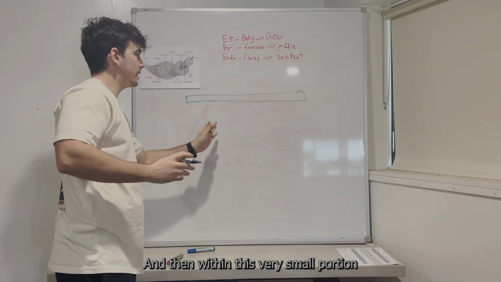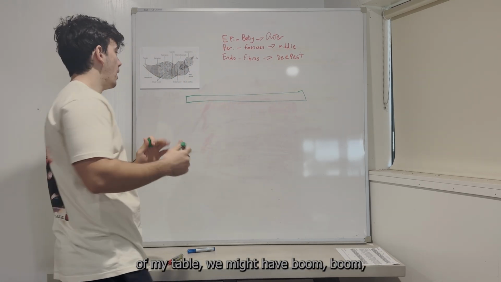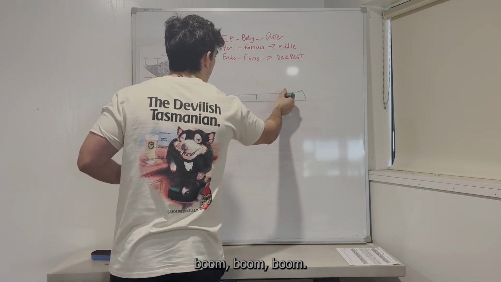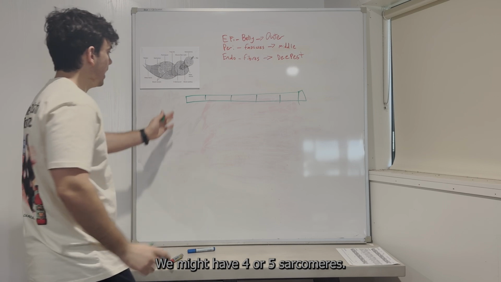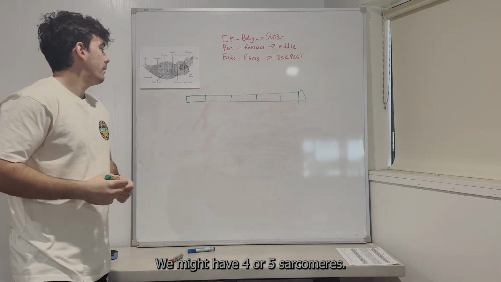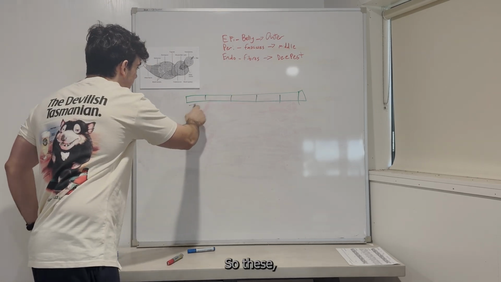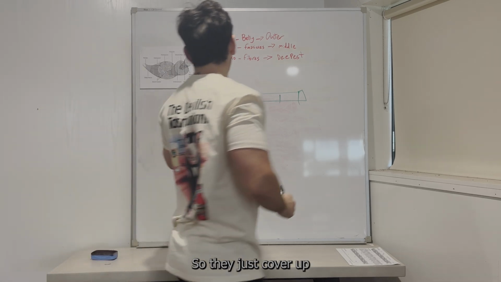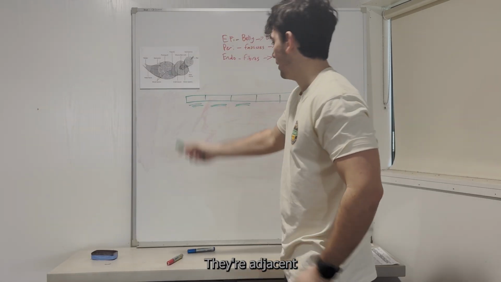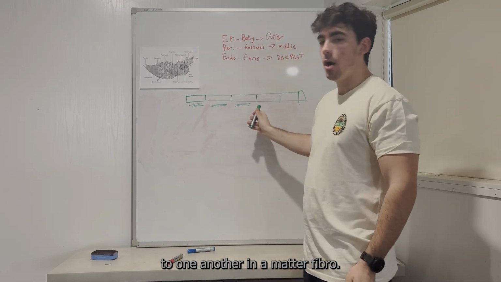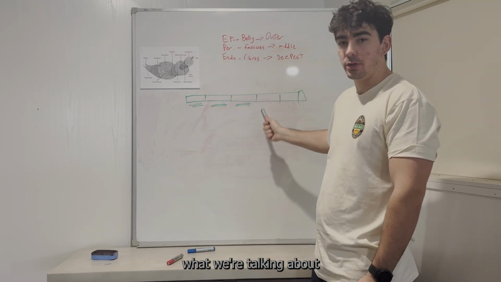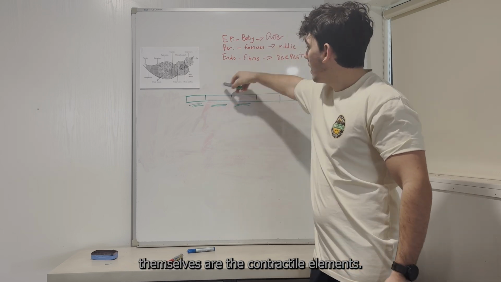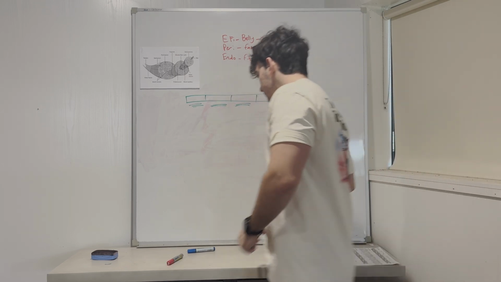And then within this very small portion of a myofibril, we might have boom, boom, boom, boom, boom. We might have 4 or 5 sarcomeres. So these are sarcomeres. They just cover up a very small portion. They're adjacent to one another in a myofibril. So that's essentially what we're talking about when we mean myofibril. And these sarcomeres themselves are the contractile elements.